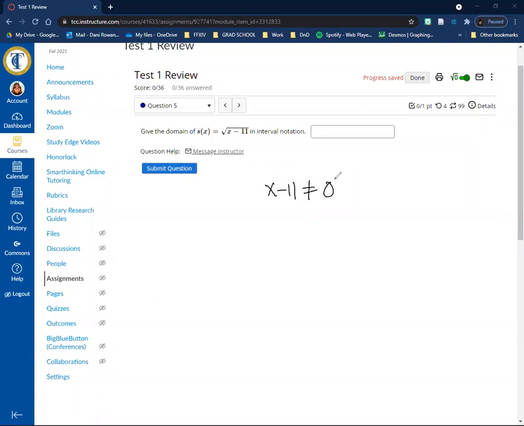But we're not done here. We have to actually solve for what would make x minus 11 zero. And what would make it zero here? A positive 11. So x cannot be 11. How do we write that in interval notation?